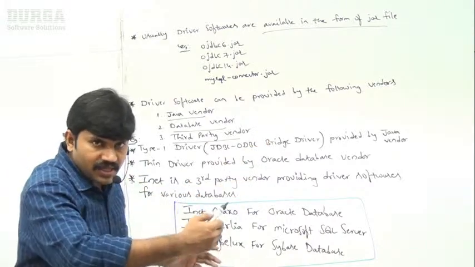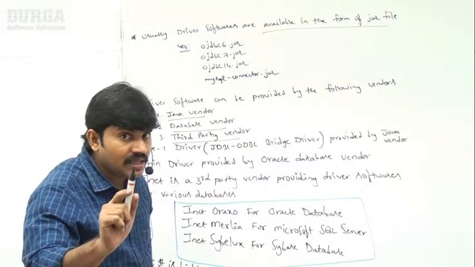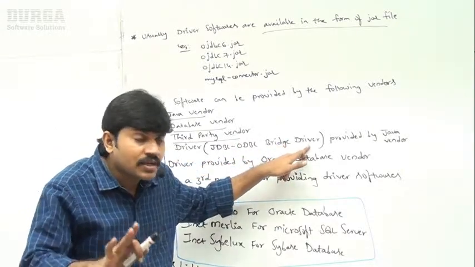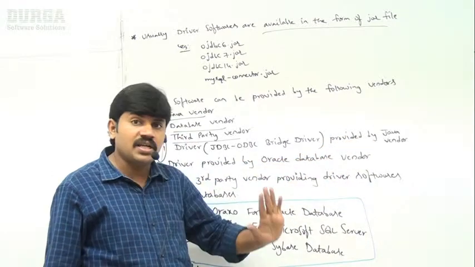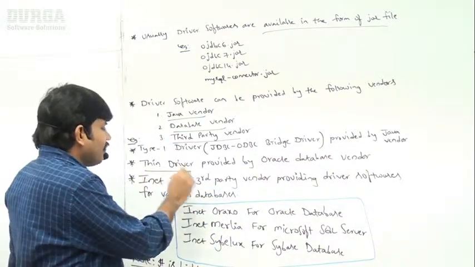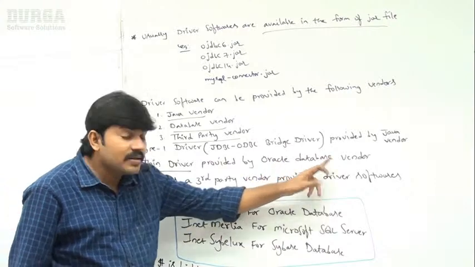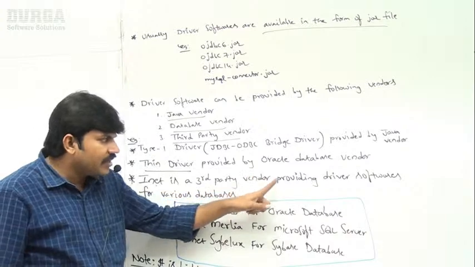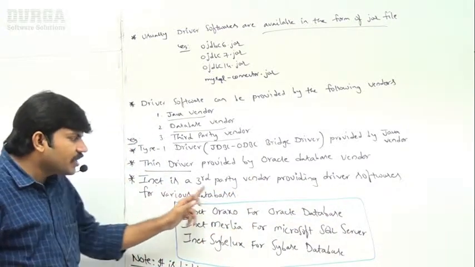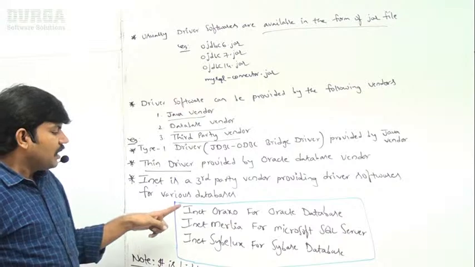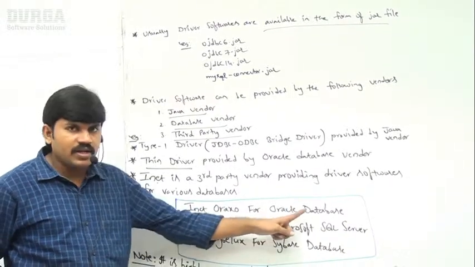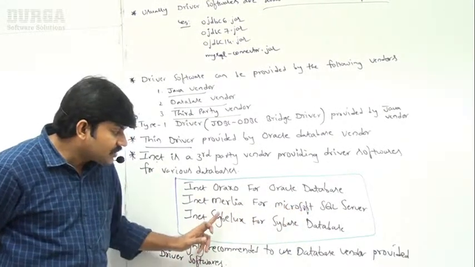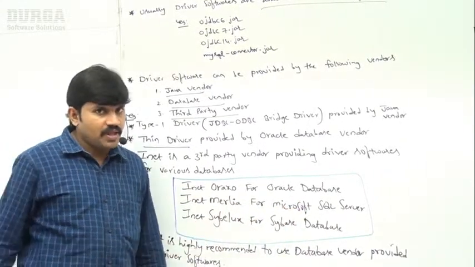After this, the next topic is types of drivers only. There I will explain much more. The JDBC ODBC bridge driver, also known as type 1 driver, is provided by Java vendor. Next, a thin driver is provided by Oracle database vendor. Remember. Next, iNet is a third party vendor providing driver softwares for various databases. Can you observe that? iNet Oraxo for Oracle database, iNet Merlia for Microsoft SQL Server, iNet Cyblux for Sybase database, right? Everyone can understand.